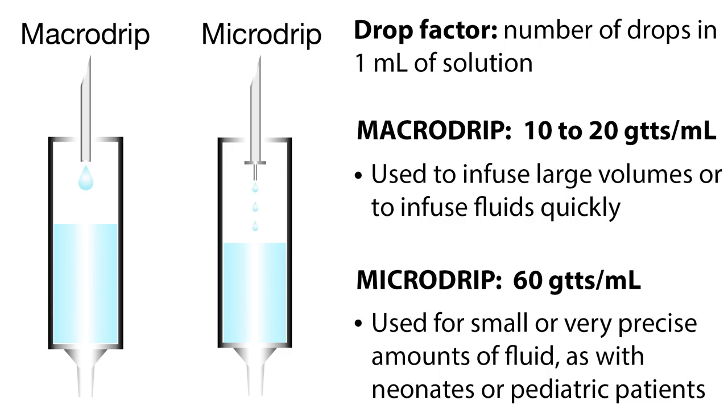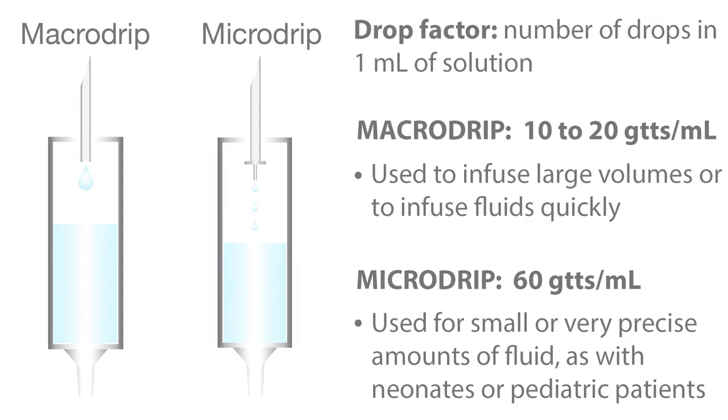Macro drip tubing delivers 10 to 20 drops per milliliter and is used to infuse large volumes or to infuse fluids quickly. Micro drip tubing delivers 60 drops per milliliter and is used for small or very precise amounts of fluid, as with neonates or pediatric patients.